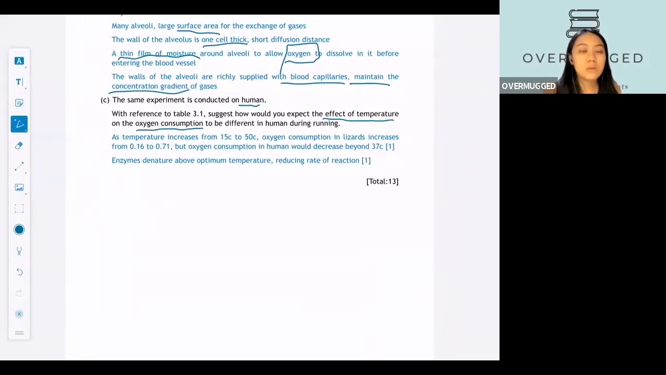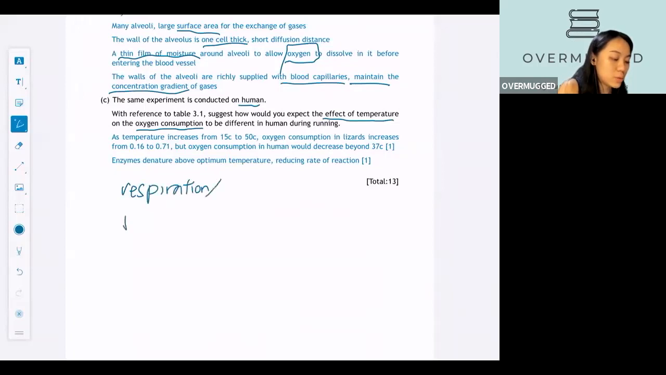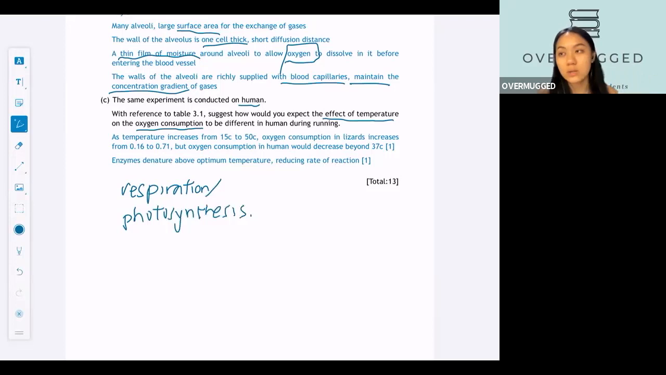For human, the first thing we need to establish is that respiration, photosynthesis, these two things that you learn, they are both controlled by enzymes. You don't need to know the detail, right? You don't need to know what enzymes. In fact, there are many, many enzymes involved in this. So you don't need to know, I do want you to know it's an enzyme controlled reaction.